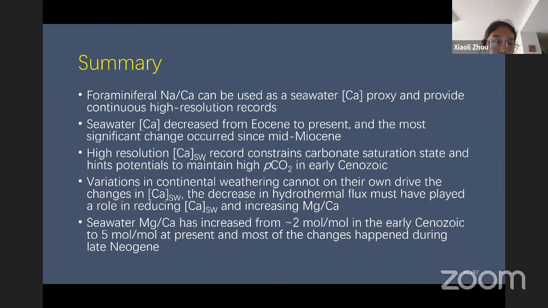Fourthly, our records suggest that the changes in continental weathering on its own cannot drive the changes in calcium, and the decrease in hydrothermal flux must have played a role in reducing the calcium and increasing the magnesium-calcium ratio. Lastly, our record suggests the magnesium-calcium ratio has been increasing from the early Cenozoic toward present. And also most of the change happens in the late Neogene. And that's all. I'll stop here and take any questions if there's any.